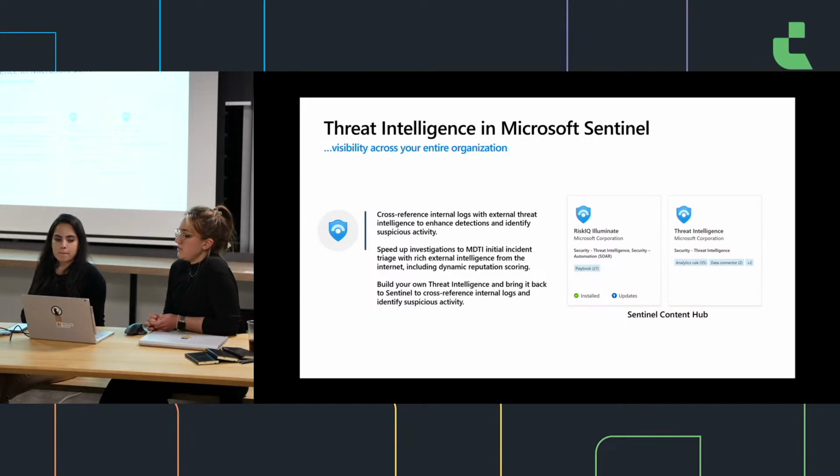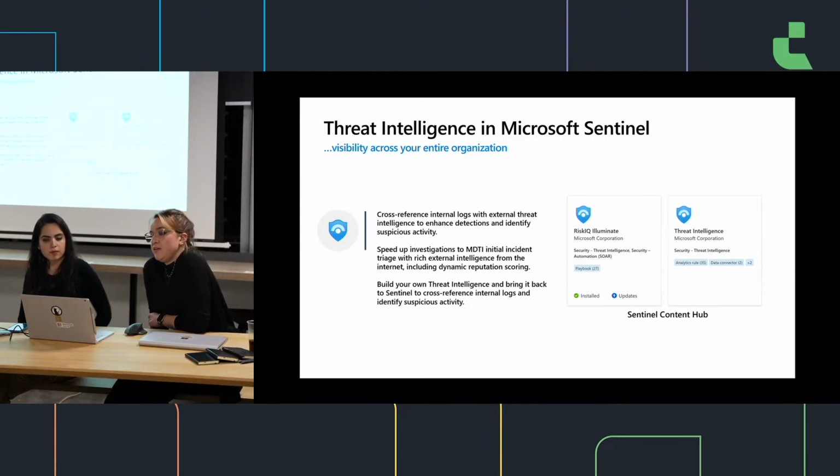So in Sentinel, through the Content Hub, there are also a lot of resources available. For instance, the Risk queue, Eliminate, and the Threat Intelligence. They would already come with a set of playbooks, analytics rules, and data connectors that really get you started really quickly, and thereby also integrate threat intelligence into your SIEM solution.